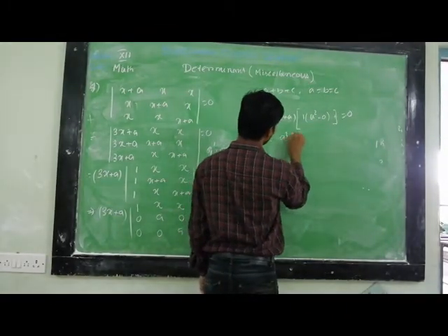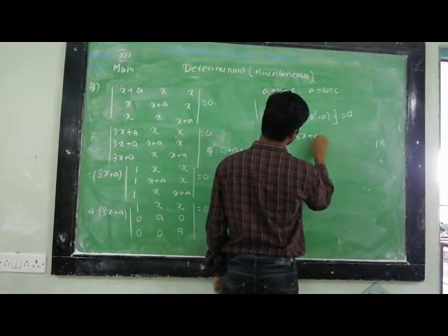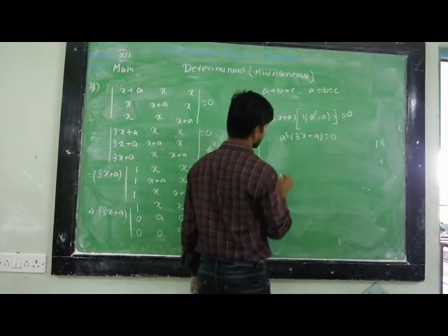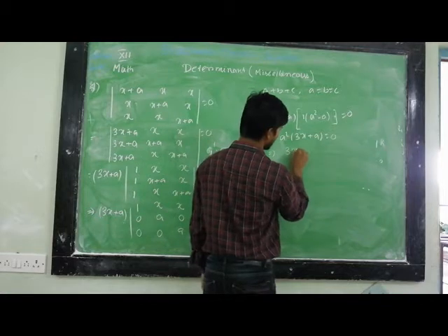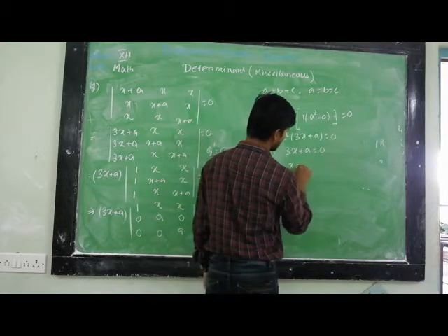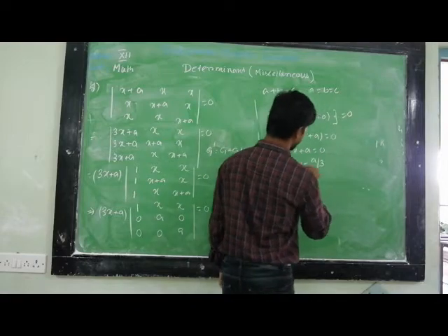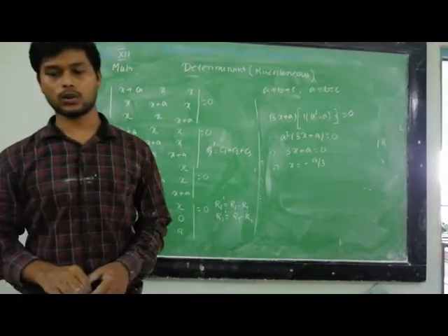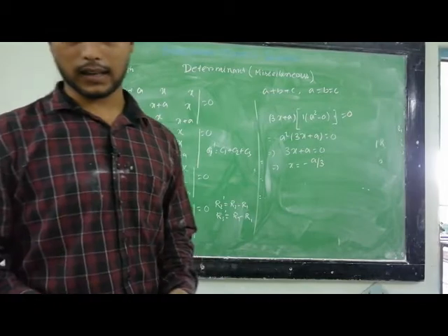Means a square into 3x plus a equals 0, which implies 3x plus a is equal to 0, means x equals minus a by 3. So the value of x equals minus a by 3, and hence solved.